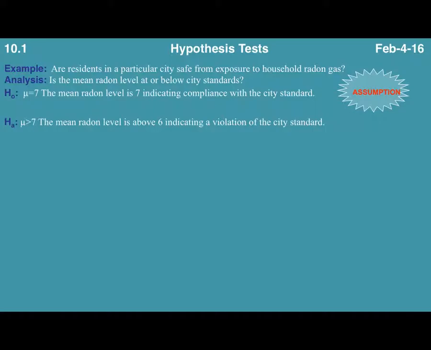So basically, city level is a 7. If you are at a 7 or below, you're safe. Above a 7 is going to be dangerous. So our null is mu is equal to 7, but based on the alternative, we know that this is really less than or equal to 7. So we are assuming that people are safe. We are assuming that there's compliance with the city standard. We are going to look for evidence to the contrary. We're going to look for evidence that people are unsafe.